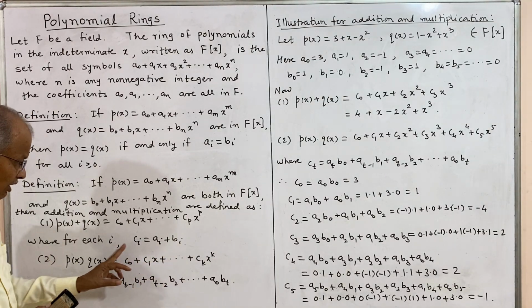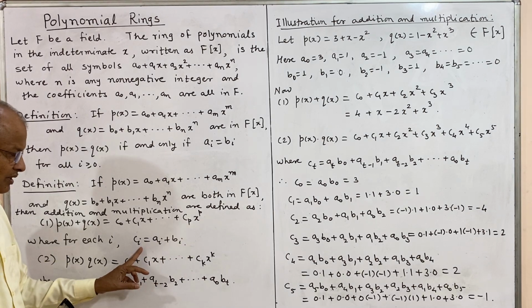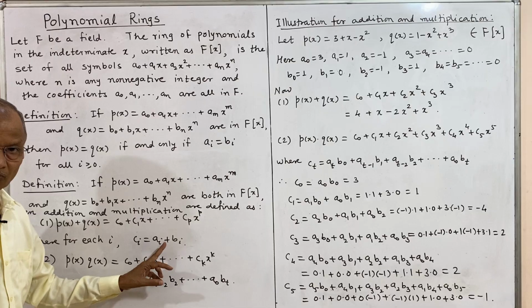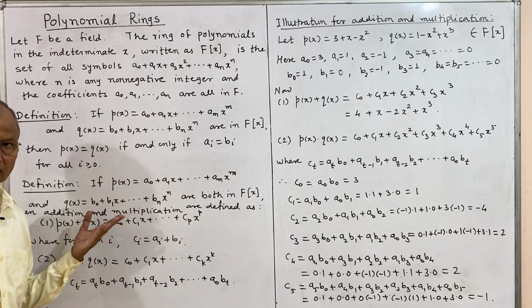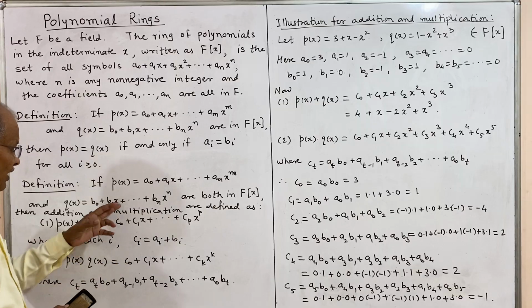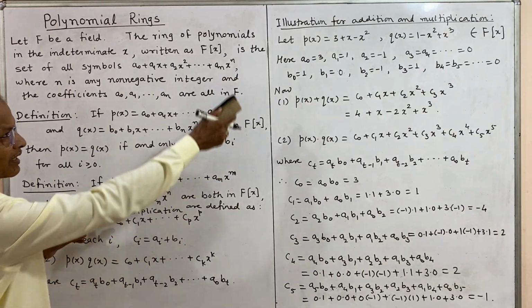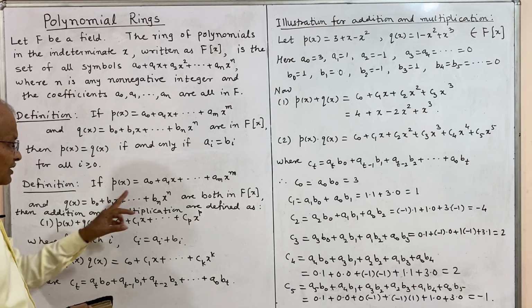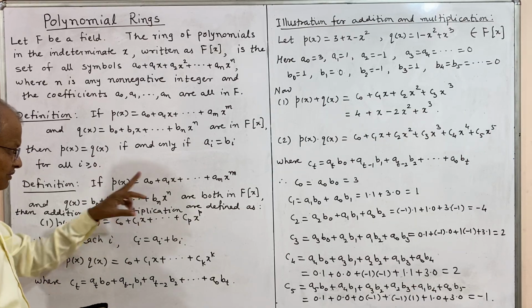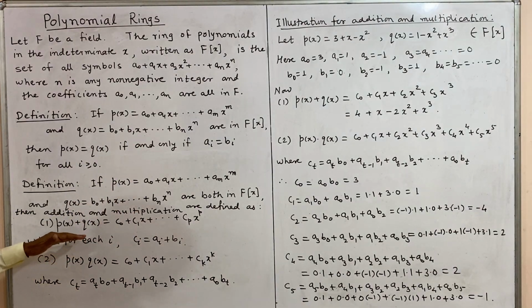meaning c naught will be equal to a naught plus b naught. C1 will be equal to a1 plus b1, and this is the usual addition of polynomials that we already know. And if you want to add this p x plus q x, we will consider an example separately. Then this will be a naught plus b naught plus a1 plus b1 times x, and so on. So the addition is easy to understand.